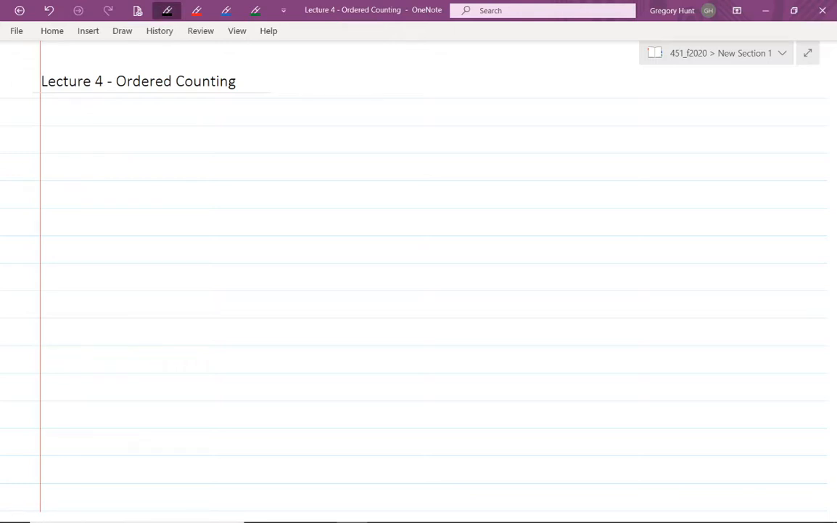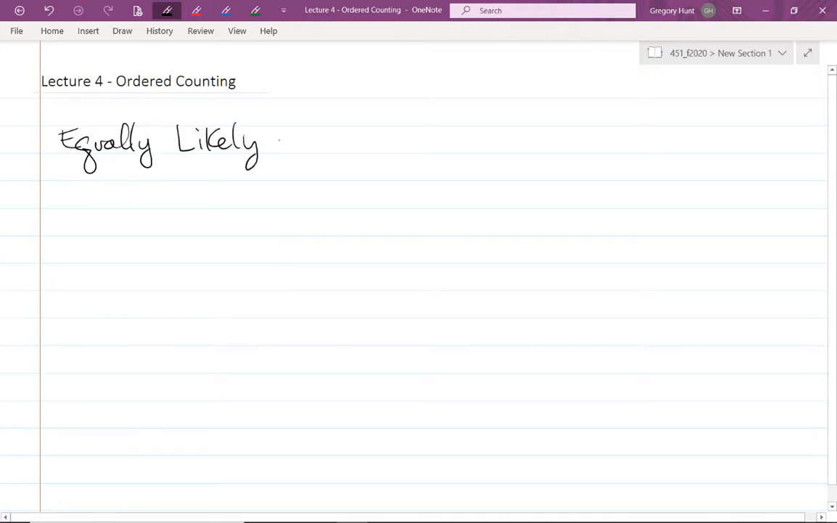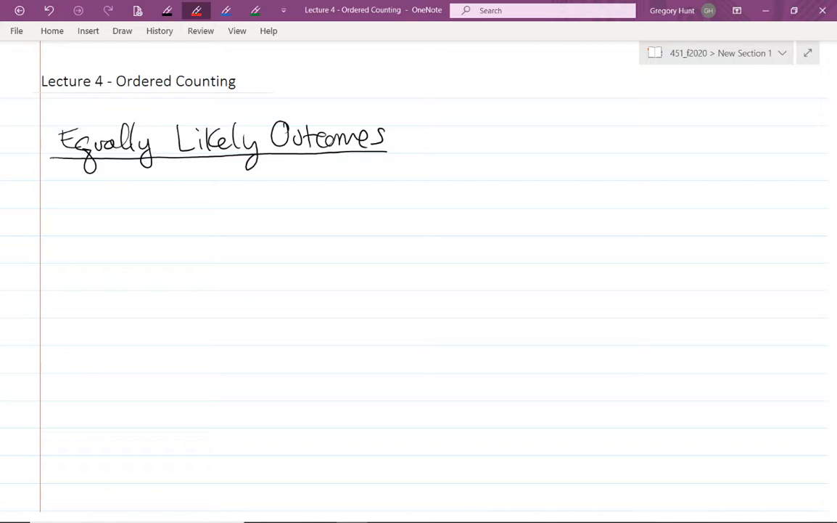In particular, counting gives us a nice setting to talk about sample spaces with equally likely outcomes. So let's write this down: equally likely outcomes. The simplest sample space in many ways is one where the probability of each outcome in the sample space is equally likely.